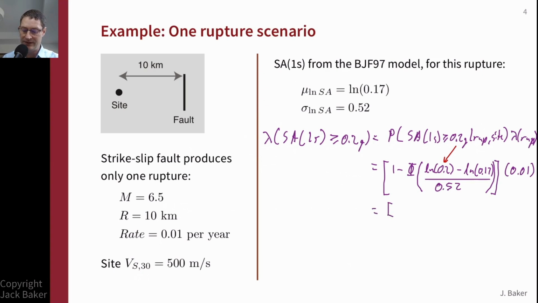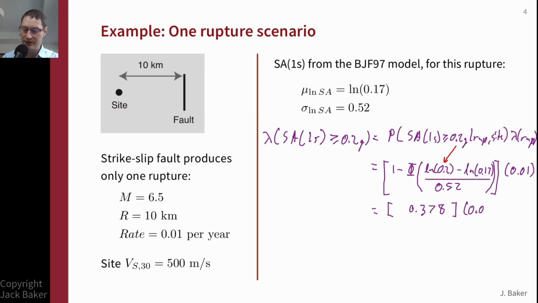Let's simplify down one step before we combine. So this term in parentheses is 0.378. And that should make a little bit of sense. If the mean of the distribution is a log of 0.17, which is the median of the distribution in non-log units, so 0.17 g would be the median value we would expect for SA 1 second from this rupture. And we're interested in 0.2 g right now, which is a little above the median. So we should expect this probability to be a little less than 0.5.